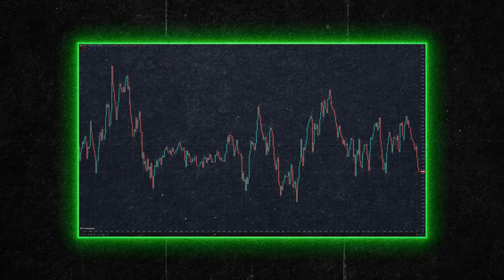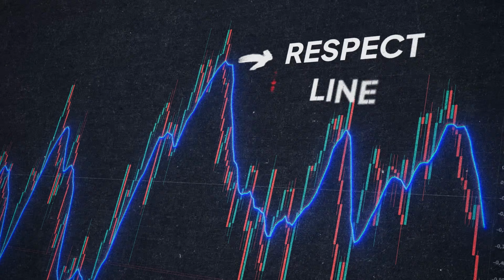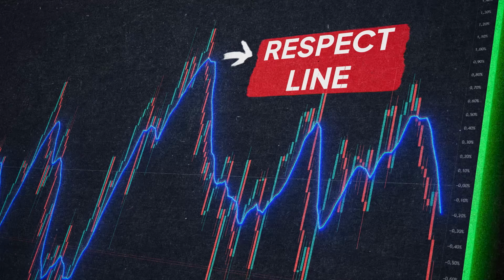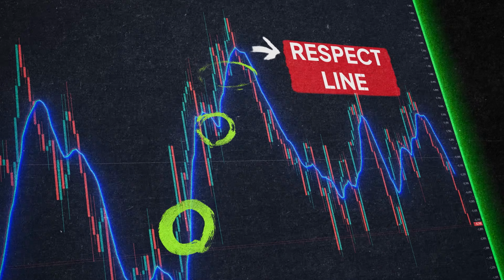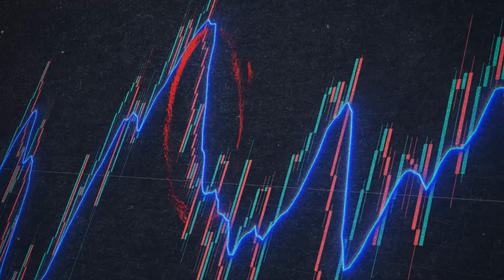Let's see this in practice. Take a look at a Bitcoin chart. If you plot a 50-day moving average, you'll notice that it often acts as a respect line. Several times, price drops, touches the line, and then bounces up again. It's as if the market is saying, okay, this is a buy zone. But then suddenly, price breaks below that line with heavy volume. What does it mean? The trend could be changing. In other words, the average now acts as resistance, no longer support. This kind of reading is what separates an amateur trader from a seasoned one.